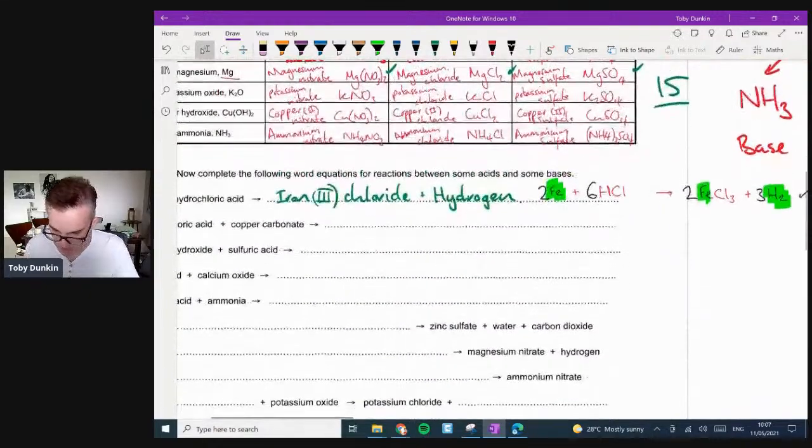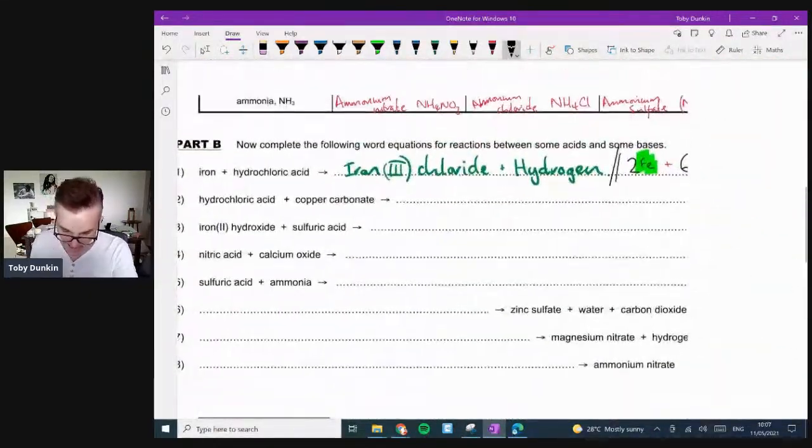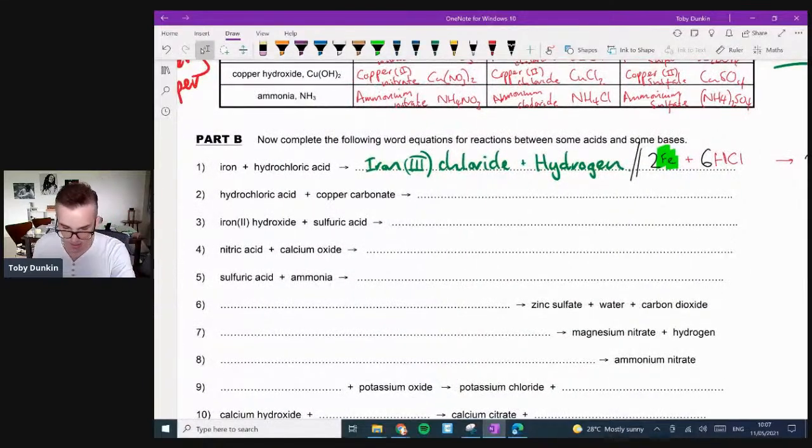Next, the symbol equations are much more important in reality. Let's go for the next one. Hydrochloric acid plus copper. They're not giving us any numbers anywhere, so that's going to be copper 2 again. So I'm going to form copper 2 chloride.